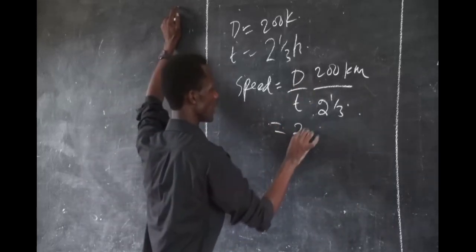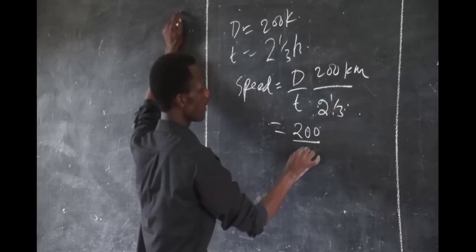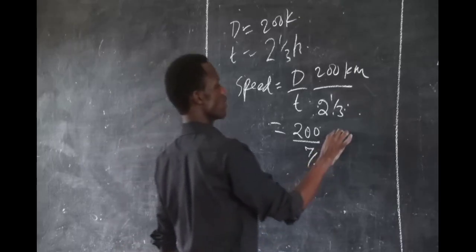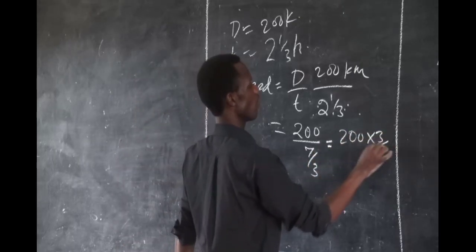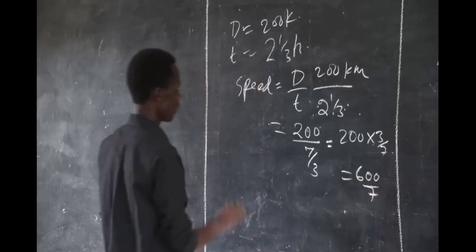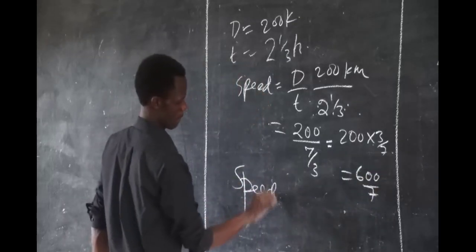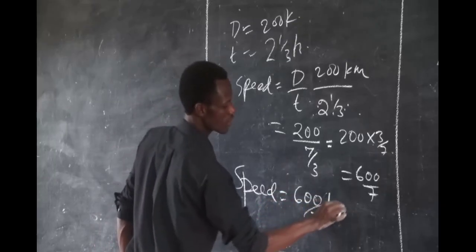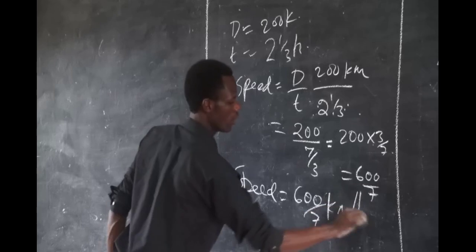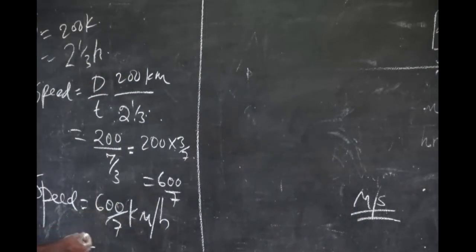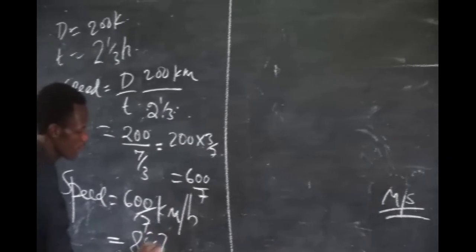It is 200 over 7 over 3. Now which is equal, we just want to obtain it. It is 200 times 3 over 7. Now it's equal to 600 over 7. And therefore, speed is equal to 600 over 7 kilometer per hour. After calculating this one, you will definitely find 600 over 7 is equal to what? Now it is 85.7 kilometers.